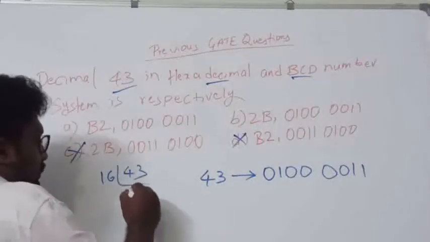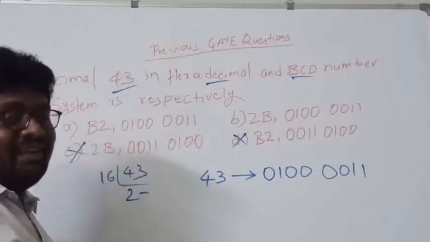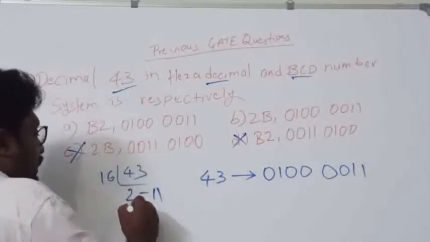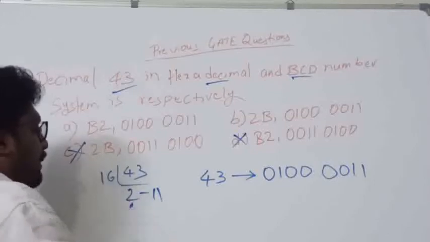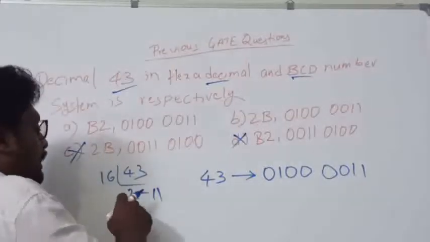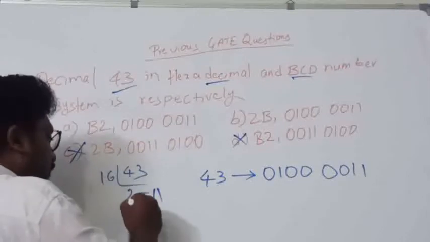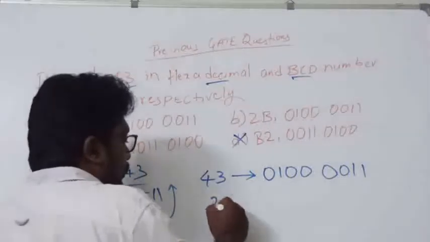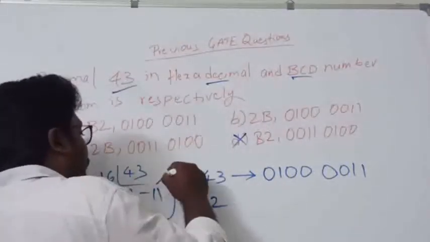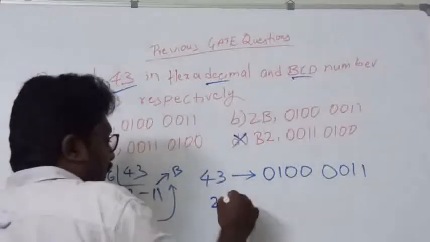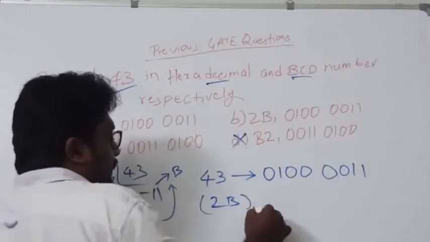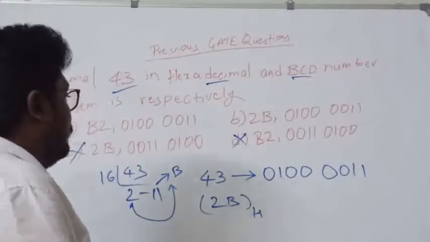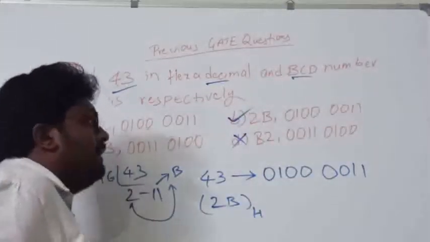16 into 43 is 2, and we are having a remainder 11. So this 2 is smaller compared to the base 16, so we will be stopping here, right? The result will be read from downward to upward. So 2, and we will decode this 11 as B. So the hexadecimal representation for decimal number 43 is 2B. So the answer will be 2B, 01000011.